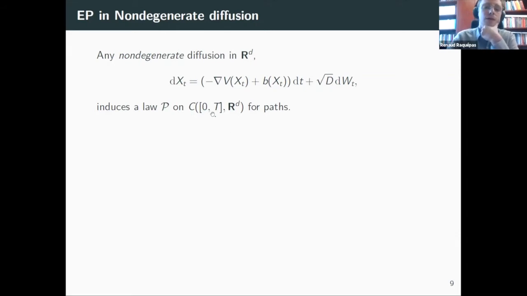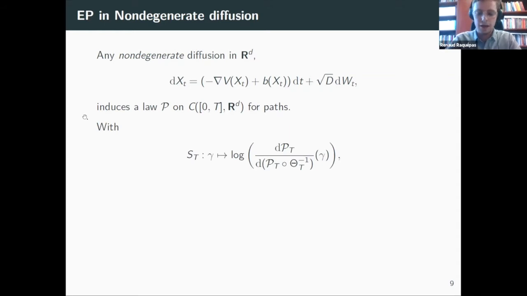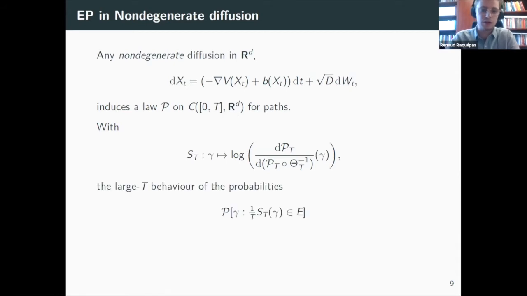that induces a law on the space of continuous functions from 0 to t into R^d, for any t. And these laws are consistent, so we can get a law P that includes all the information for all the different t's. Because of the noise, this Radon-Nikodym derivative makes sense, because the measures are mutually absolutely continuous. So I can define entropy production that way, as the log of the Radon-Nikodym derivative, just like I did. It's the key quantity you should look at when asking questions about the irreversibility of the dynamics.